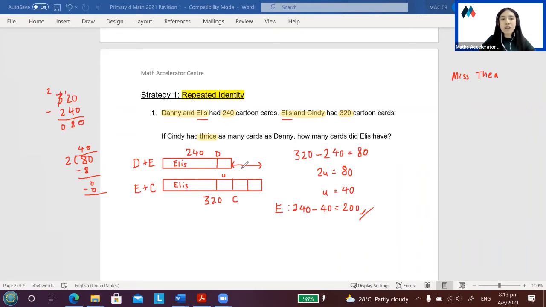Alice has 200 cards. Now, we found this answer because 1 unit is equal to 40, right? We did 240 minus 40. Could we have done 320 minus 3 times 40? Yes, we could have. But there's no point in doing that. It's just adding extra steps to our question, right?